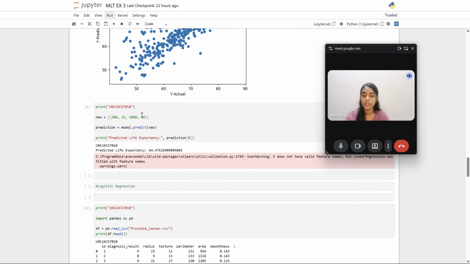So here a new input is given in the order adult mortality, BMI, GDP, and schooling. The trained model uses these values to predict life expectancy. So the output predicted life expectancy is 64.4 something.